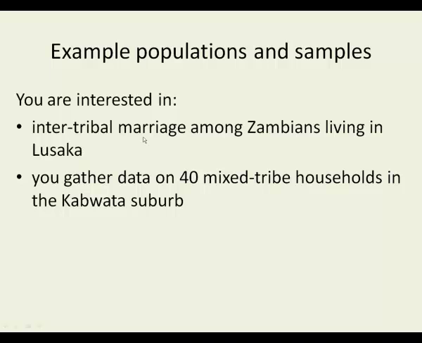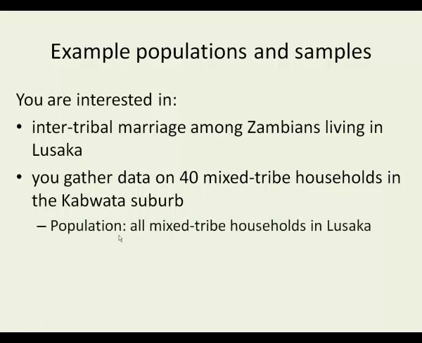Zambians living in Lusaka. So you want to know about this. You gather data on 40 mixed tribe households in the Kabwata suburb, which is one of the most mixed, slightly poor suburbs. Now, point is, the population, that's what your message is going to be about. You're going to find something else about all these mixed tribe marriages. It's going to apply to, you hope, all the mixed tribe households in Lusaka. But there's more than 40 of them, so your sample is just the 40 you've talked to. From whatever these guys tell you, you're going to try and generalise about all this stuff. So that's the sample, that's the population.